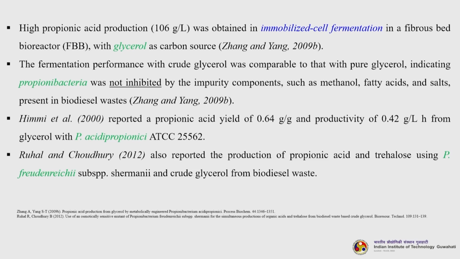Himmi et al. in 2000 reported a propionic acid yield of 0.64 gram per gram and a productivity of 0.42 gram per liter per hour from glycerol with Propionibacterium acidipropionici ATCC 25562 strain. Ruhal and Choudhury also reported the production of propionic acid and trehalose using the P. freudenreichii subspecies shermanii and crude glycerol from the biodiesel waste.